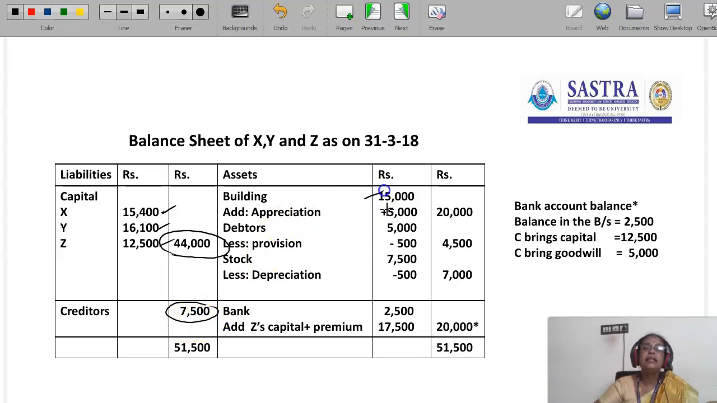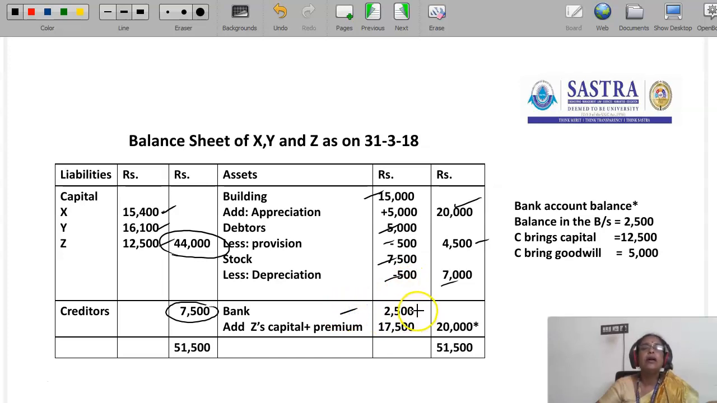Building. The balance sheet value or book value is 15,000. Revised value is 20,000. So the appreciation is 5,000. That should be added. Then debtors 5,000. Revised value is 4,500. So less provision is 500. Then stock 7,500 and revised value is 7,000. So 500 is depreciation. That should be debited.